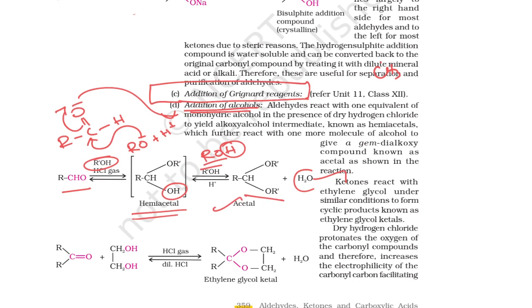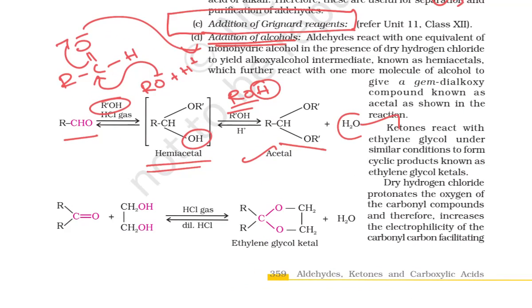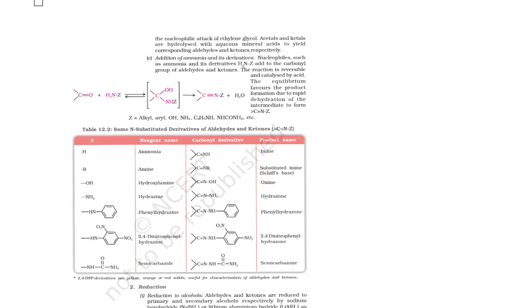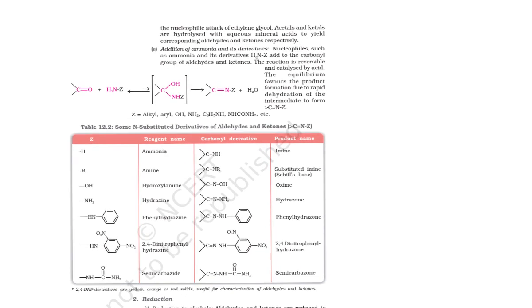Clear? Next, there is formaldehyde reacting with ethylene glycol, which forms the cyclic ketal. Clear? Next, look here, the nucleophilic attack, acetal and ketal formation we already discussed in the previous slide. Now the addition of ammonia and its derivatives.